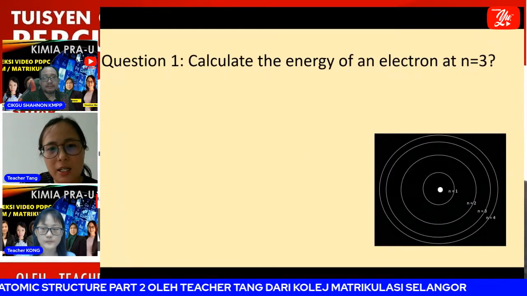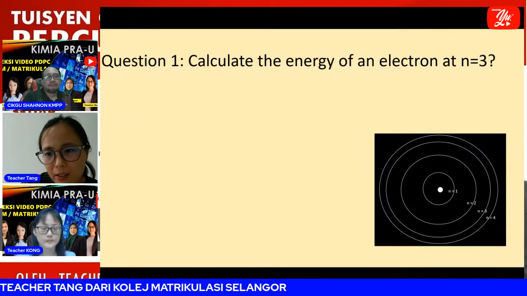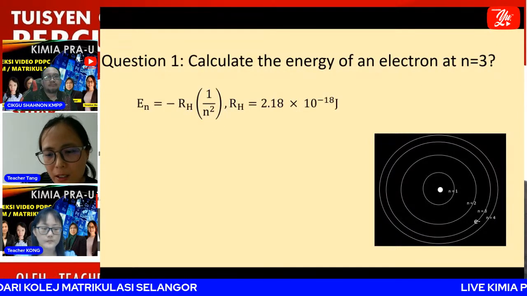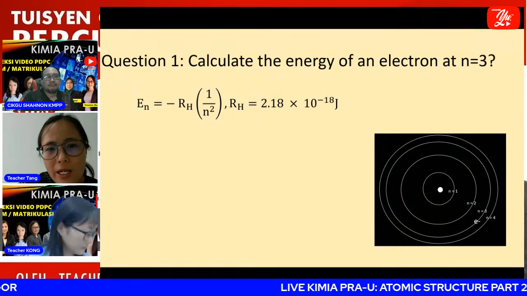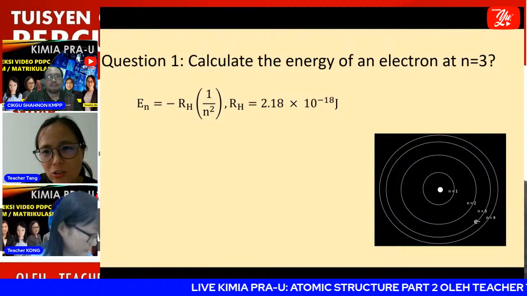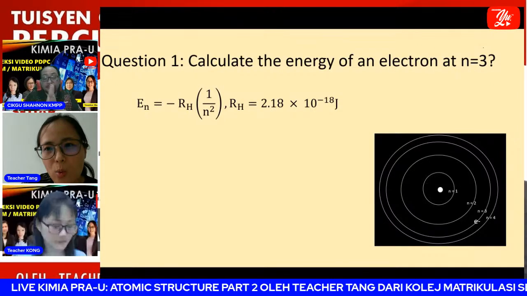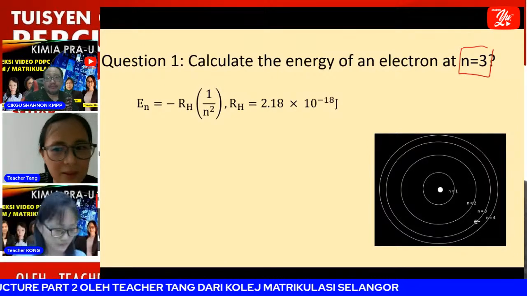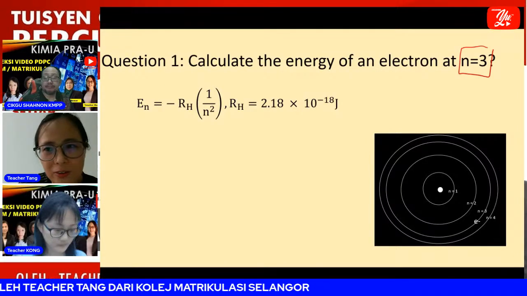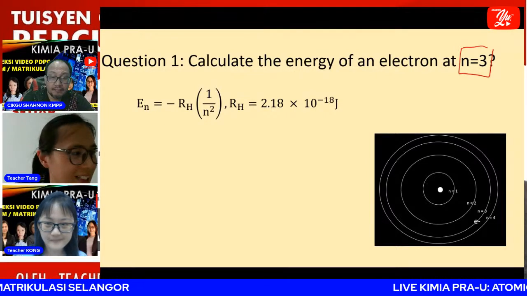Okay, so how about now the electron at the third orbit? Okay, third orbit. So what is the energy of the electron when it is at the third orbit with energy level n equals 3? Okay, I give you 30 seconds to calculate.